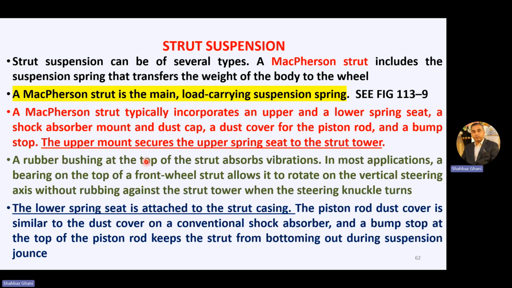The upper mount secures the upper spring seat to the strut tower. The rubber bushing at the top of the strut absorbs vibration. In most applications, a bearing on the top of the front wheel strut allows it to rotate on a vertical steering axis without rubbing against the strut tower when the steering knuckle turns. The lower spring seat is attached to the strut casing. The piston rod dust cover is similar to the dust cover on the conventional shock absorber, and a bump stop at the top of the piston rod keeps the strut from bottoming out during suspension jounce.